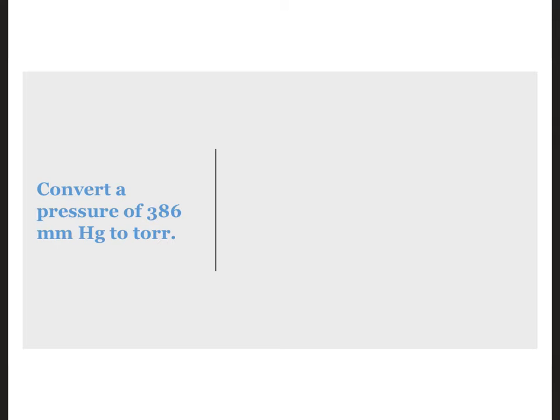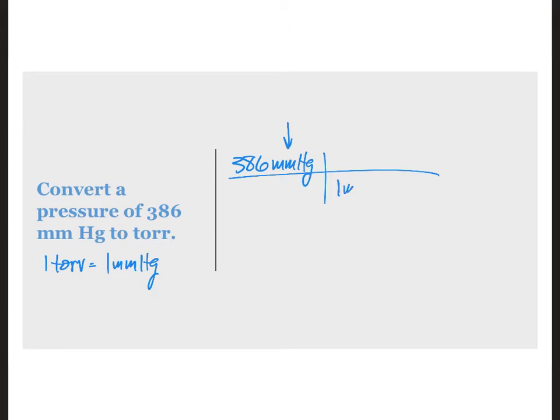If we're trying to go from 386 millimeters of mercury to torr, it's important to realize that 1 torr is equal to 1 millimeter of mercury. So writing this out, 386 millimeters of mercury. We want to get rid of millimeters of mercury, so that goes on bottom. Millimeters of mercury cancel out, and we get 386 torr.